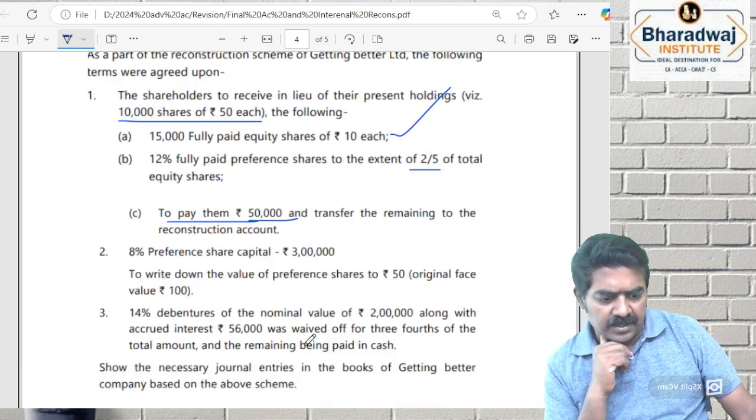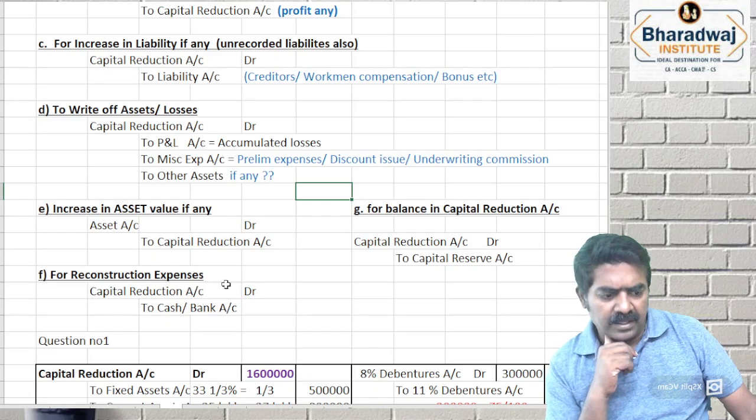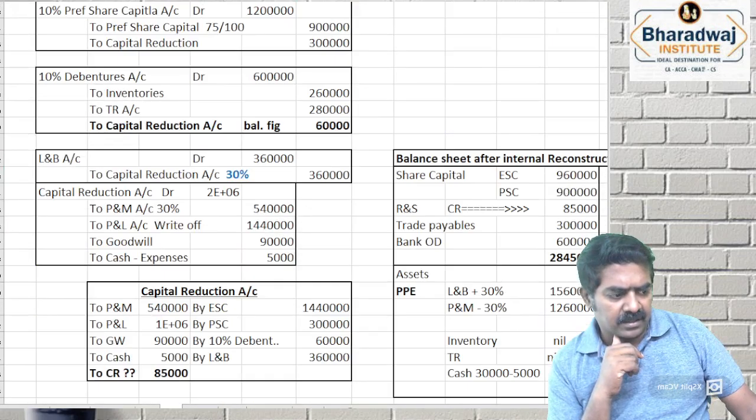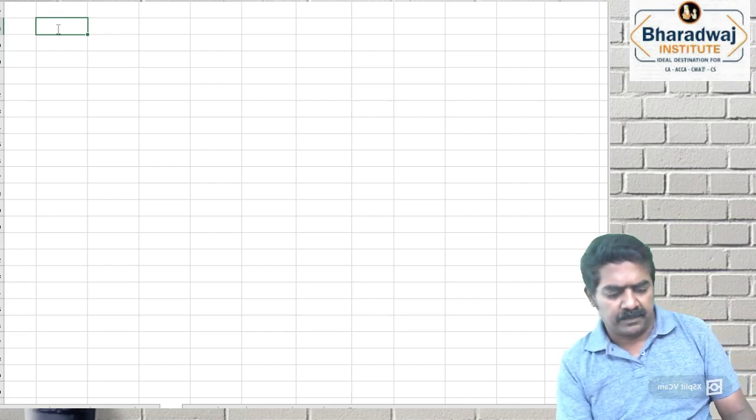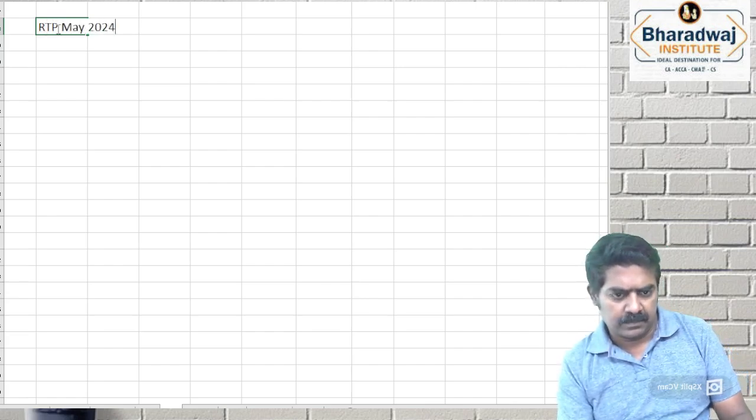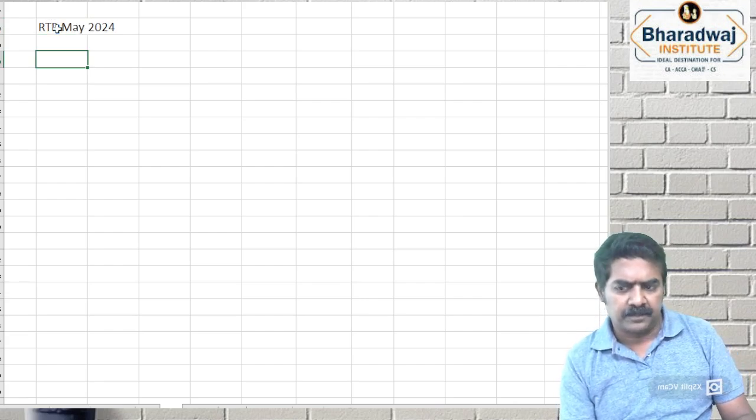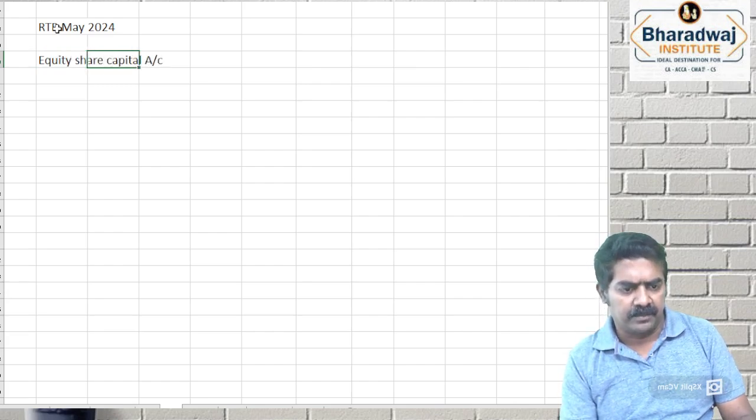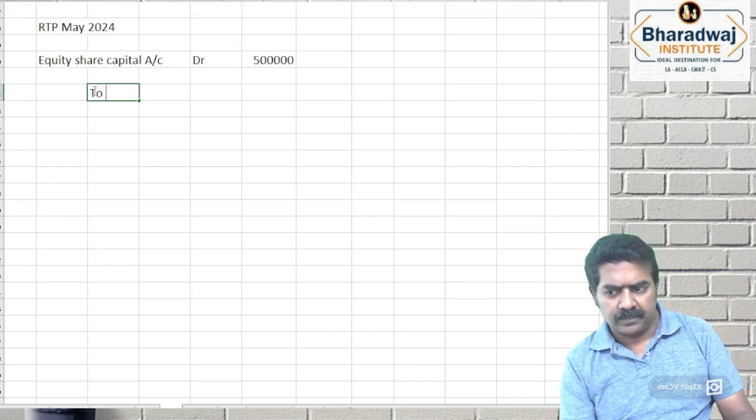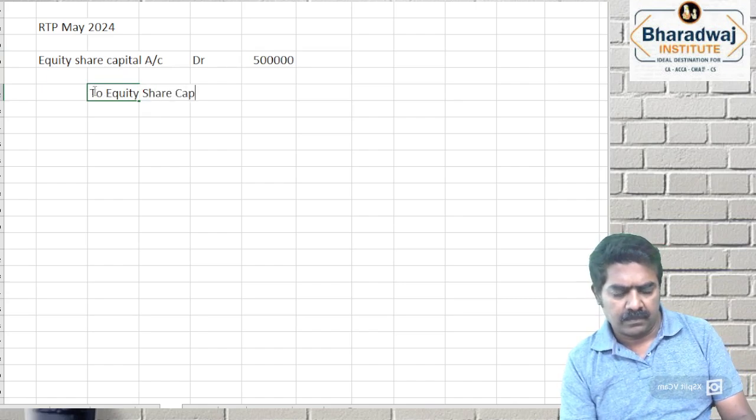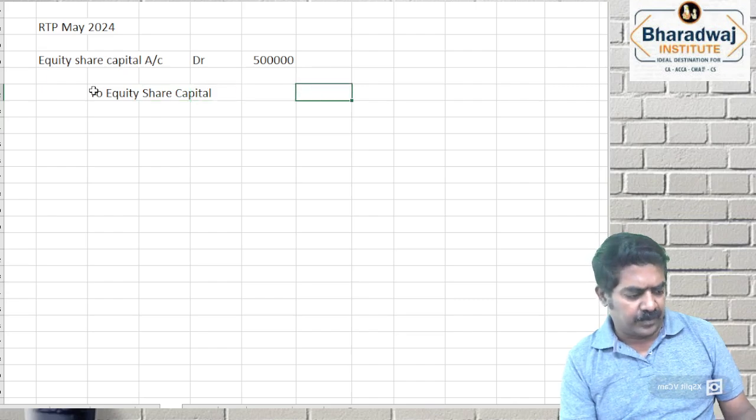So what is the entry you will pass? They ask you only for the journal entry. For the first one, what is the entry you will pass? Is it a reduction of liability or conversion of liability? Equity share capital account debit. Pass the entry along with me. How much? 5 lakh, 10,000 into 50, 5 lakhs. What are we giving? 10 each, 1,50,000 we are going to give.